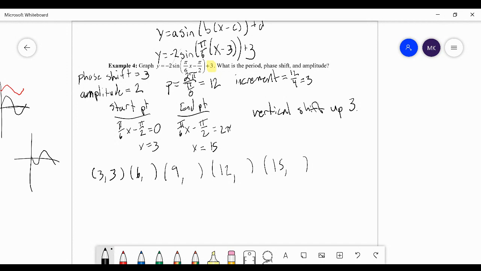But my amplitude is 2, so I'm really going to go to -2. And then that's going to get moved up 3 with this vertical shift. So I know this is kind of seeming like a lot. I'm going to slow myself down. Okay.